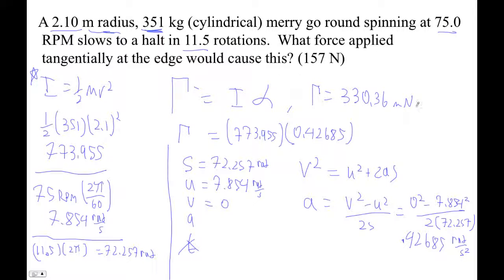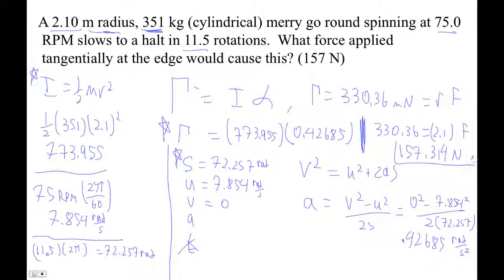But we want to know the tangential force at the edge, right? So we've got the last step. First step is that, second step is this, third step is this, fourth step is we've got to relate that to a force, right? So that equals R F, right? Well, we know R is 2.10, right? So 330.36 is 2.1 times F. Okay, so I guess we divide by 2.1. Hope to heck we get the answer we got. Okay, so 157.314. And that's newtons. Yes.